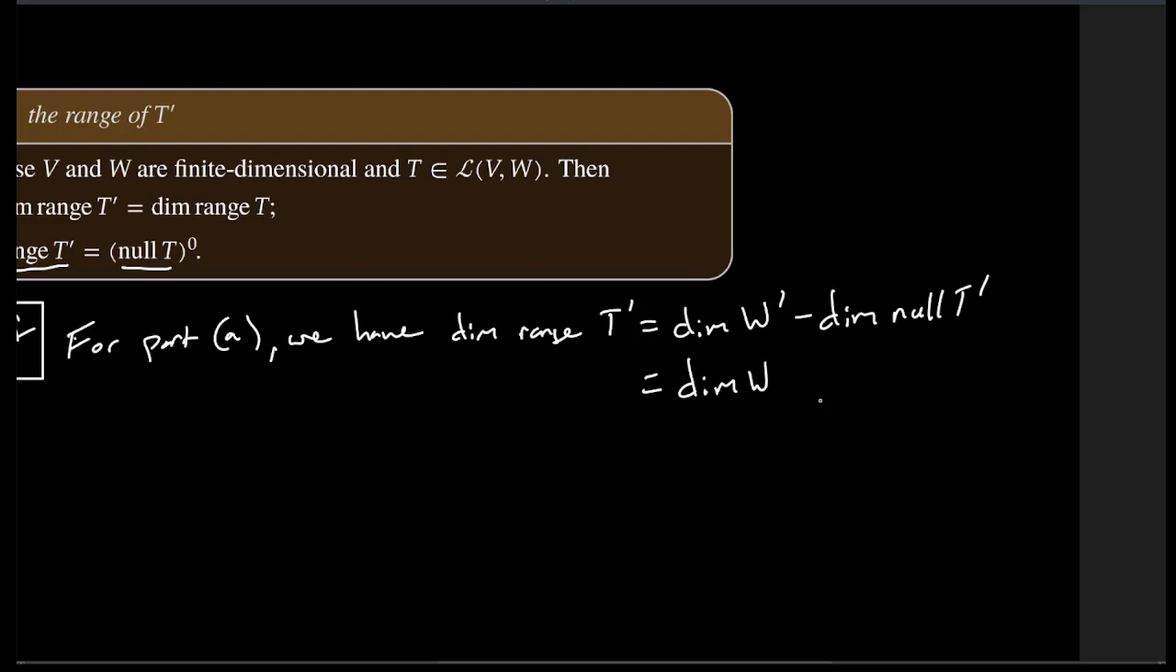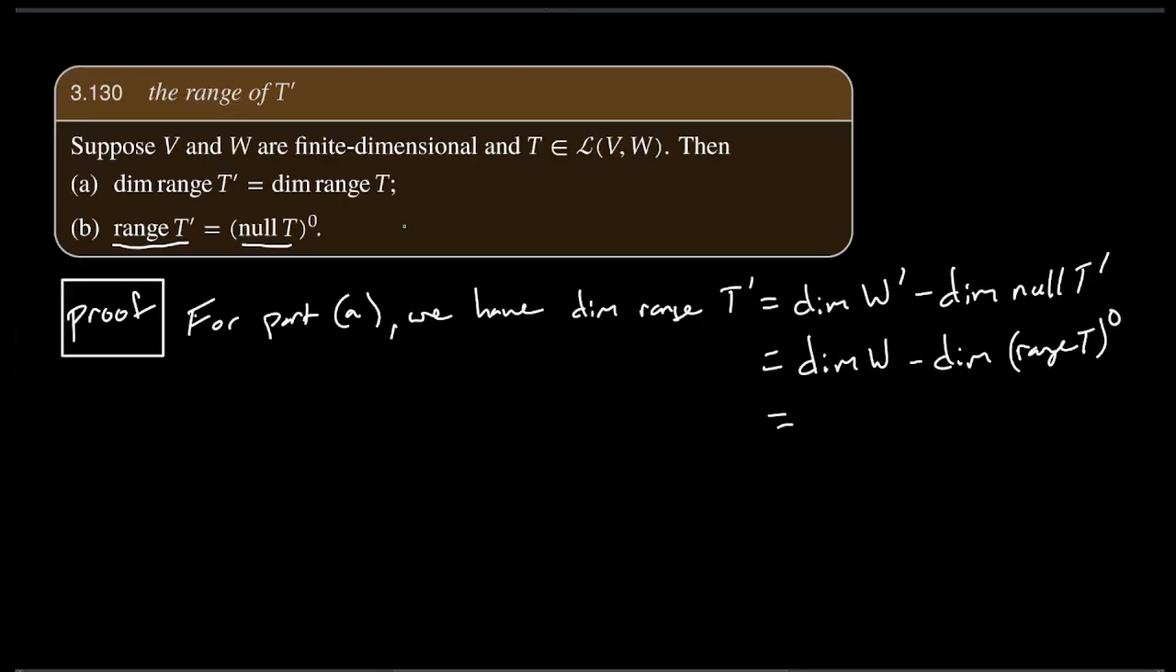And I know what the null space of T prime is. It's the annihilator of the range of T. We just proved that. Okay. So you've got dim W minus the dimension of the range of T's annihilator. But wait a second. Okay, sorry, slight technical difficulty. So you've got the dimension of W minus the dimension of the range of T's annihilator.